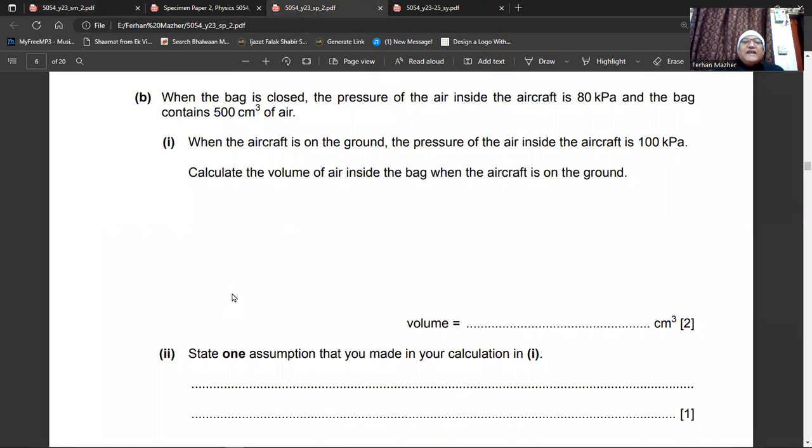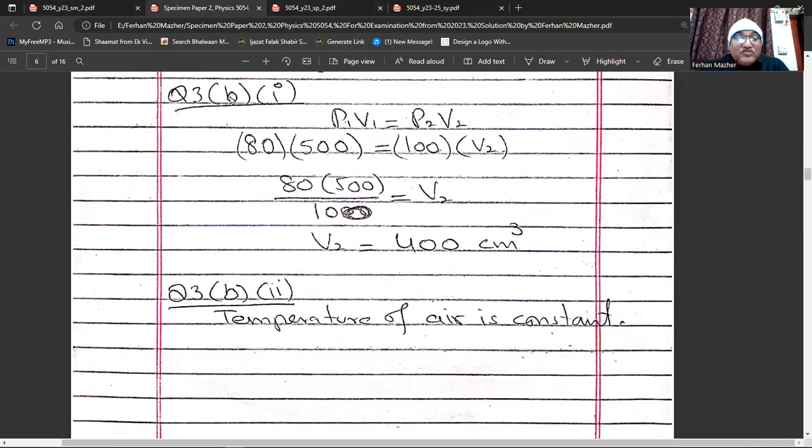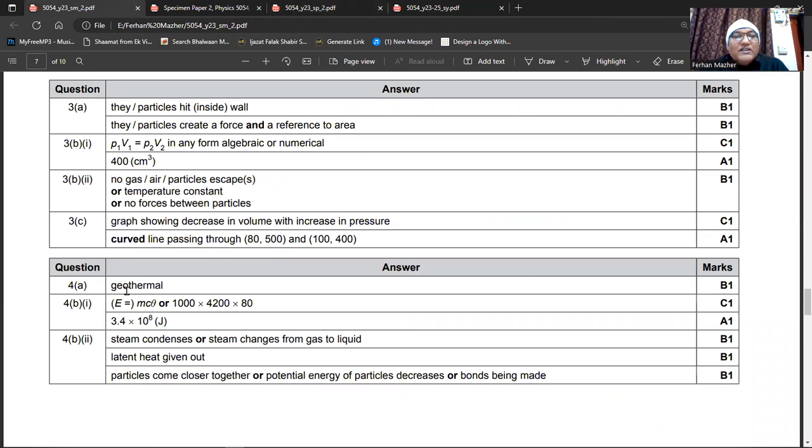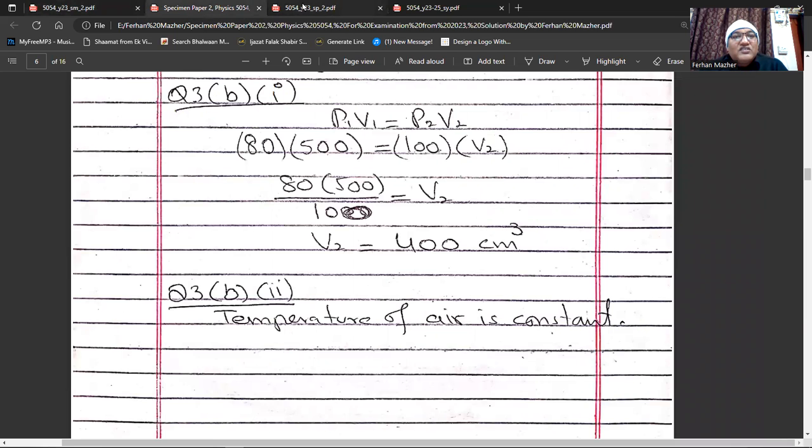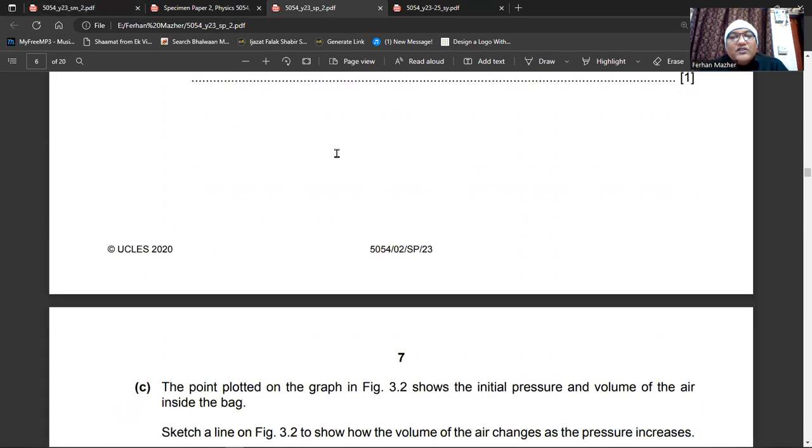Question number 3, part B, second part: state one assumption that you made in your calculation. When we use the formula P1V1 equals P2V2, this gas law can only be used if the temperature of the gas does not change. So our assumption is that the temperature of the air is constant. Okay, now we are going to the next part.